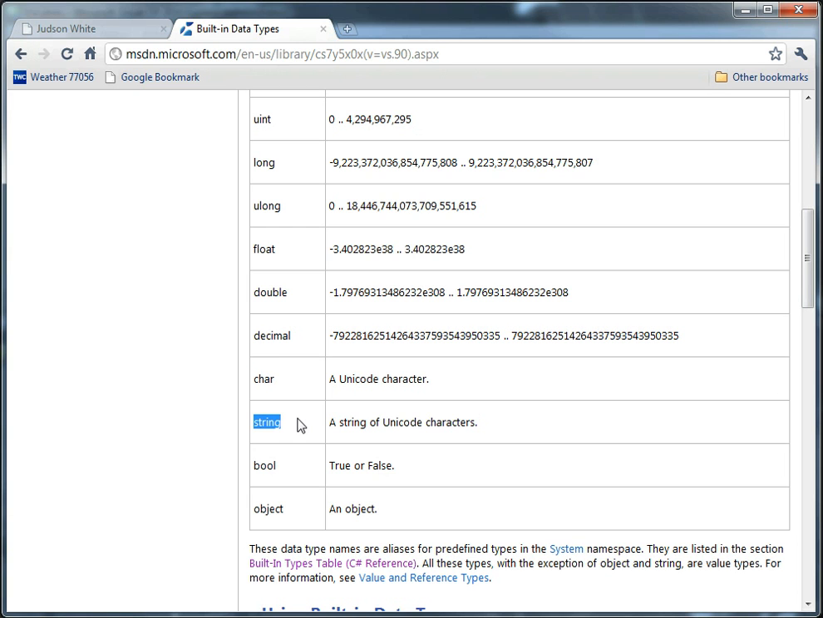String is a string of characters. It could be 0, 1, or many characters. Every character is encoded the same way. It's UTF-16, so every character inside of a string is also 2 bytes.